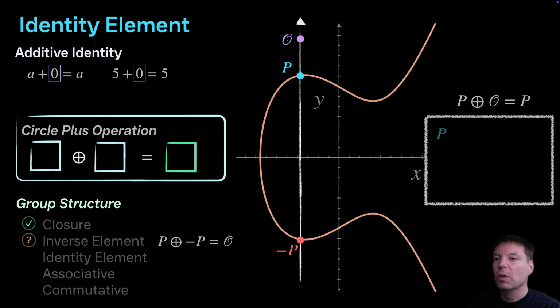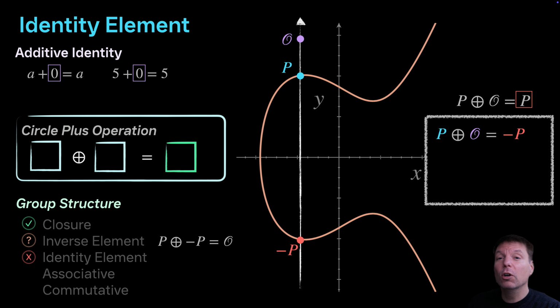So let's try it out. We are going to take that point P and we're going to do our operation, circle plus, and our point at infinity, our infinity point, our proposed identity. But what's the other point on this line? It's negative P, and the identity element is failing us. Now it turns out we can fix this.